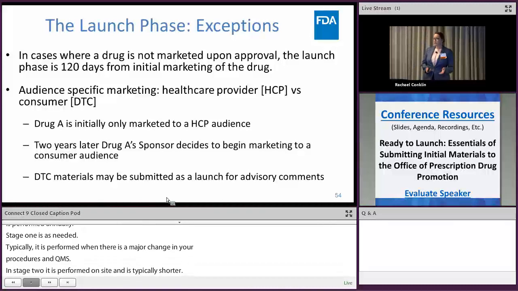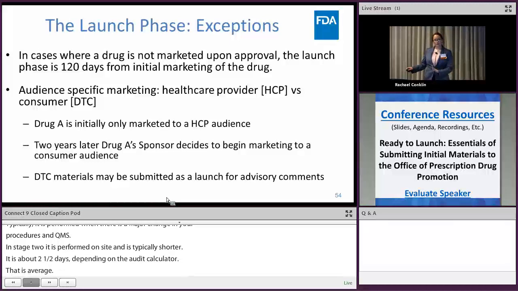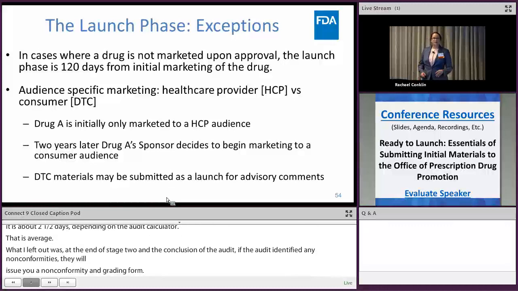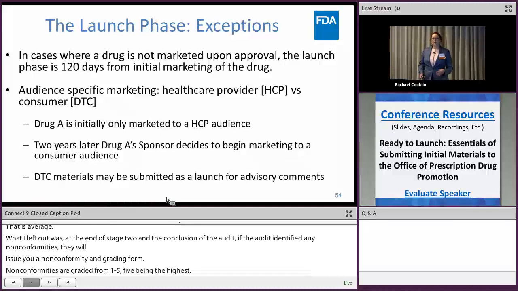The other situation where there is an exception to that 120-day after approval launch phase is for audience-specific marketing. So this is a situation where, for example, a sponsor initially markets only to a healthcare provider audience, and then later on, even 2 years down the line, it can be really any time frame, they decide to develop promotional materials to market to a consumer audience. And at that time, they can submit voluntarily to OPDP for advisory comments on those consumer materials.